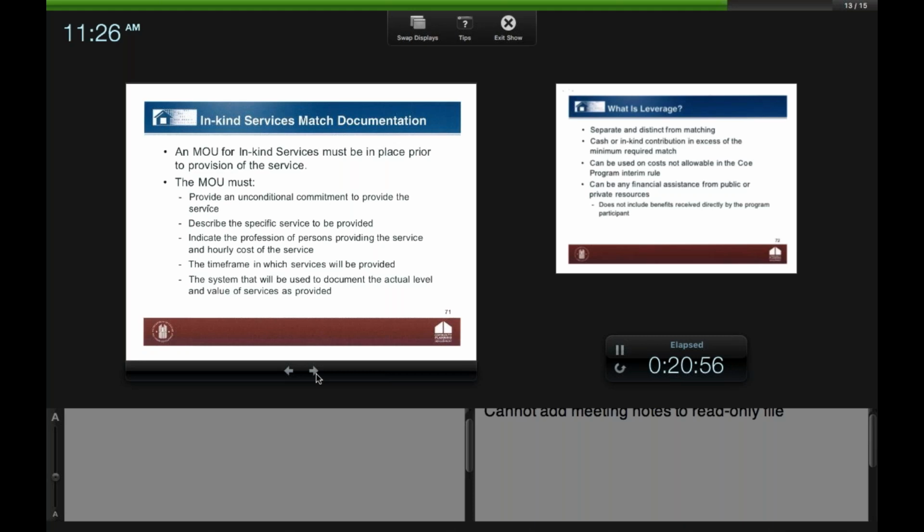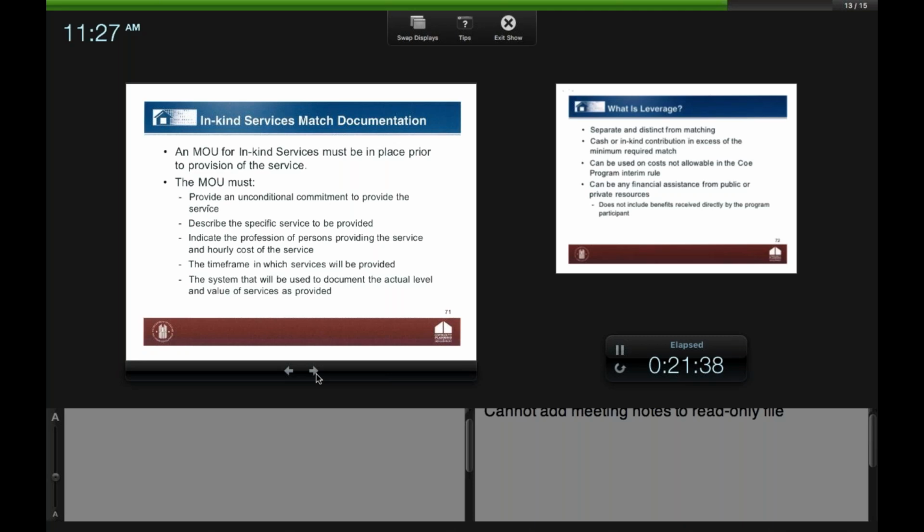As indicated in the prior webinar, if there is a standard rate based on a standard provision of services, such as Medicaid reimbursement rate or ODMS reimbursement rate, or your local alcohol, drug, and mental health levy, and has usual and customary rates, then those rates are sufficient for match documentation if so indicated. Otherwise, you need to indicate the profession of the person that's providing the service and their hourly cost of service.